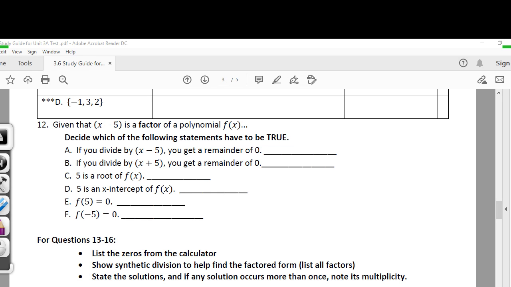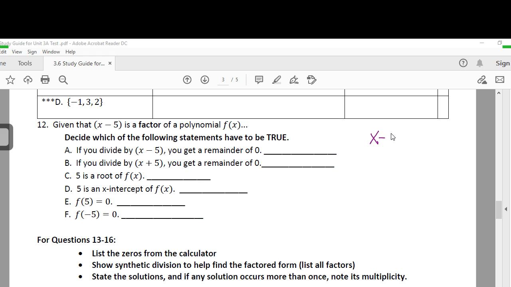Number 12, tell me that x minus 5 is a factor of a polynomial. And the rest of the questions are kind of fact-based. There's not a lot of math. You have to understand the theorems that were taught in class.